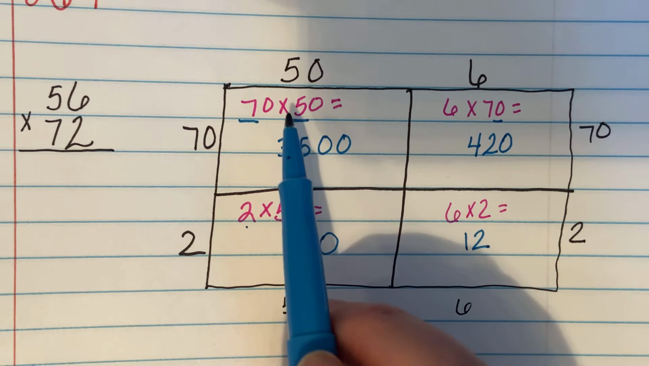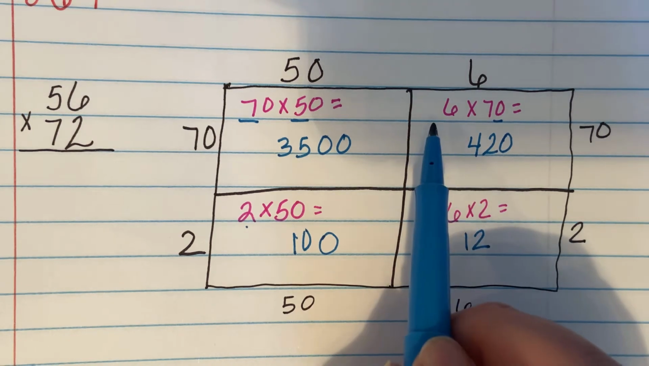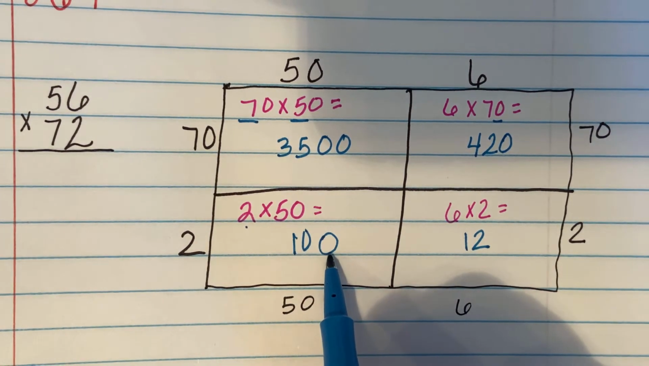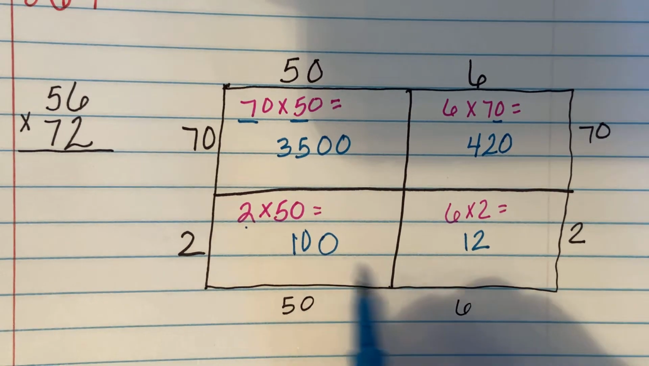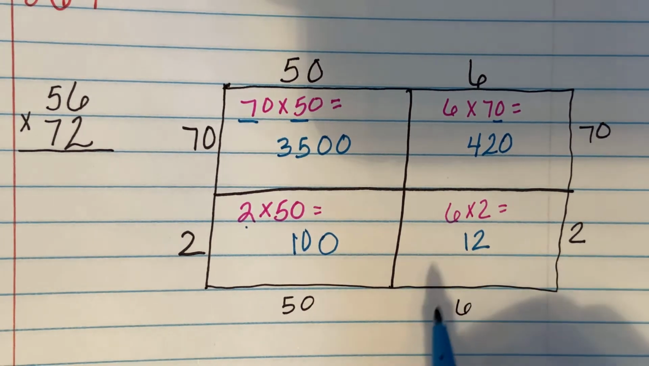Just going to go back and double check my math. I pulled out 2 zeros. 7 times 5 is 35. Pulled out 1 zero. 6 times 7 is 42. Pulled out 1 zero. But 2 times 5 is 10. That's the reason it looks like we have 2 there. And we didn't have any zeros to pull out here. We have 6 times 2, which is 12.